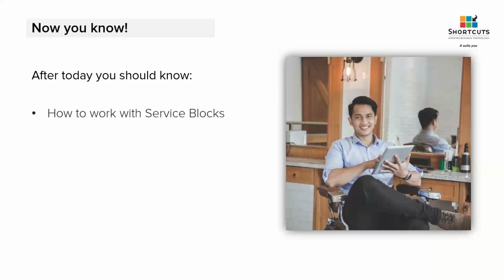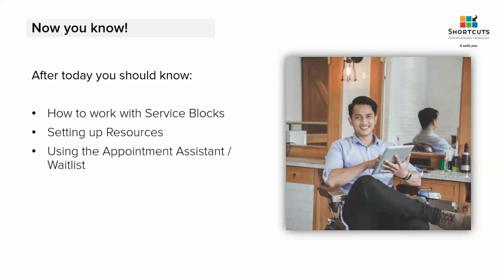So now we've covered 3 more advanced things you can do with the appointment book in Shortcuts. How to optimize your service blocks so that you can take advantage of your employee efficiency and book appointments in between other appointments. How to work with resources so that the correct room or table is booked for an appointment. And of course, how to use the appointment assistant, the waitlist, in case you ever get customers that always want to make an appointment on your busiest days. How do you put them on the waitlist, and how does Shortcuts notify you that it's time to choose them?